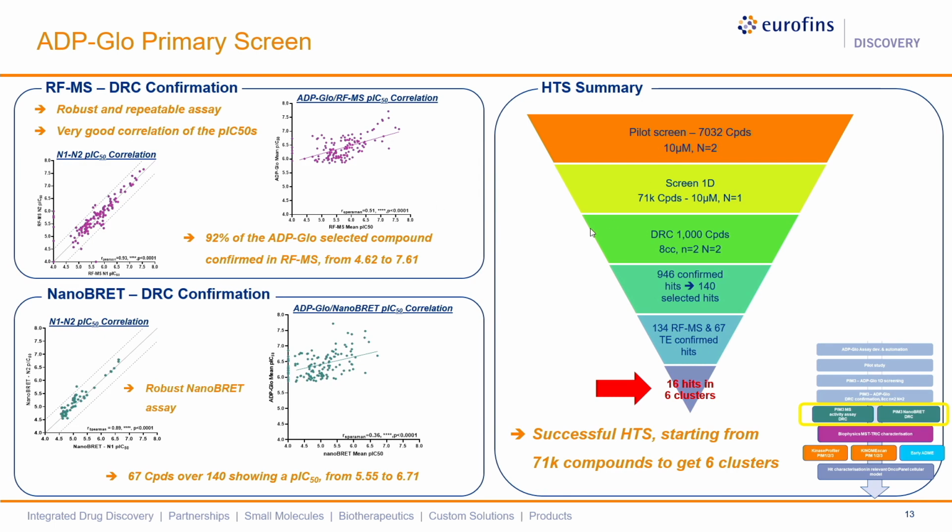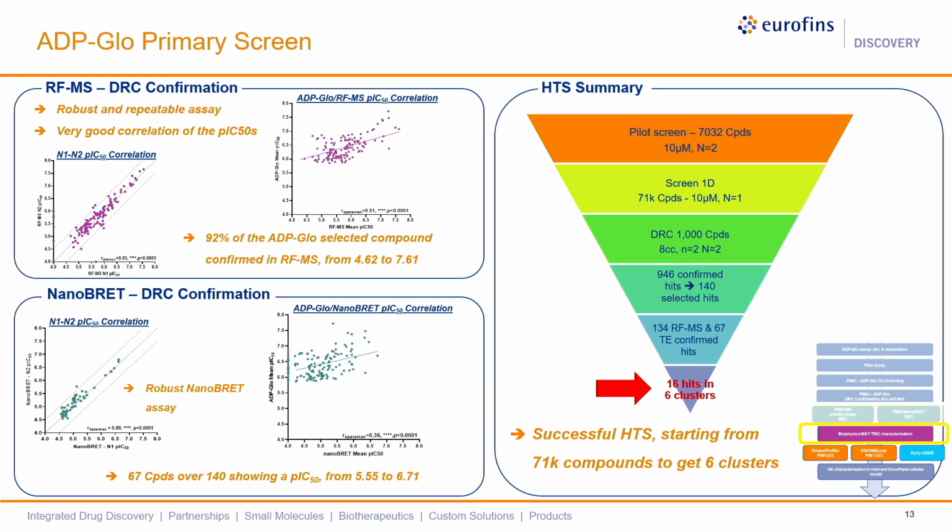So our medicinal chemists did some triaging and selection of the hits. Starting from the 73,000 compounds for the single dose screening, we reached at the end 6 clusters of innovative compounds with structures that are not reported as being kinase inhibitors or PIM3 inhibitors, and these clusters represent 16 hits. So once we got these 6 clusters, we went further into their characterization.